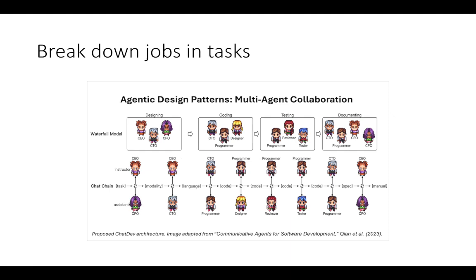Now the last but not the least, as I have been saying, is the multi-agent pattern. It's a breakdown of jobs into tasks, a divide and conquer. It's like a typical software organization with a traditional waterfall model, where the CEO, CTO, and CPO come together and discuss what needs to be done based on the customer requirements. Then they pass down some specification to the coding team.